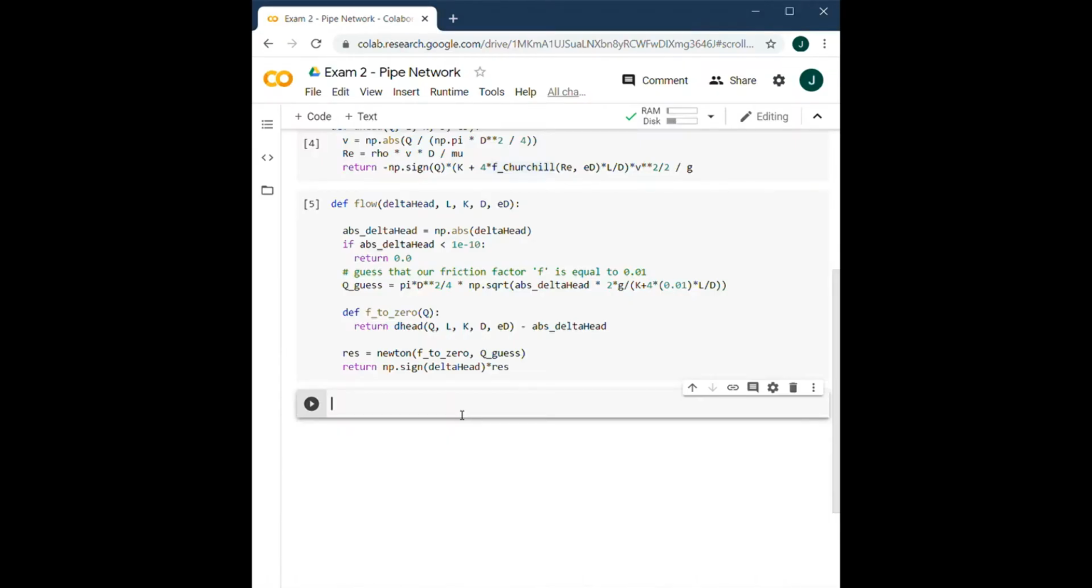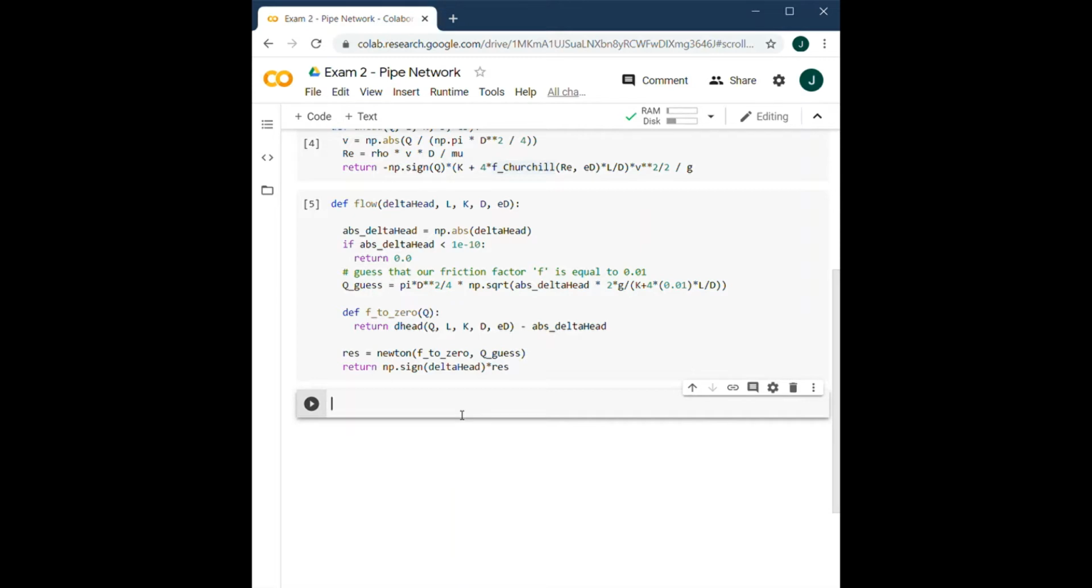So in our diagram, we're going to have 4 nodes. We have node 0, node 1, and node 2, shown on the diagram. We're going to take the environment that node 1 and 2 are outputting into, and we're going to take that as node 3. So in this network, we have a total of 5 pipes.